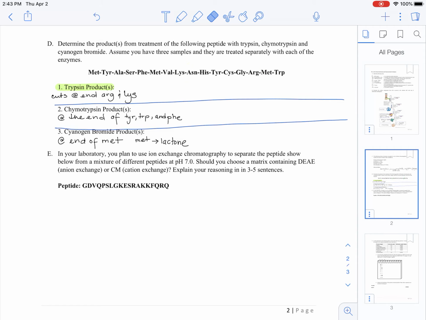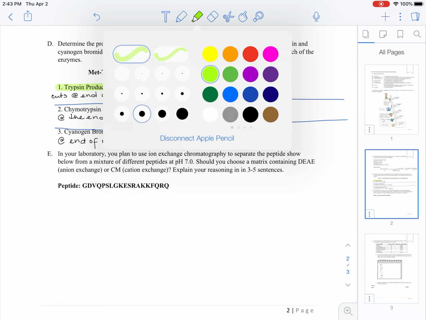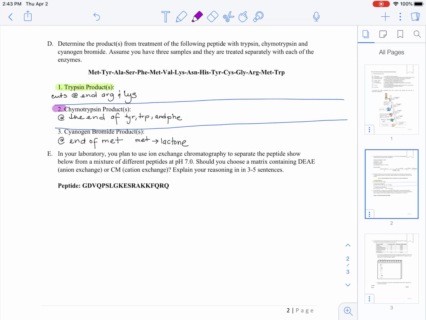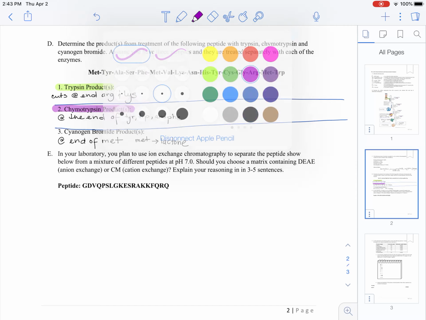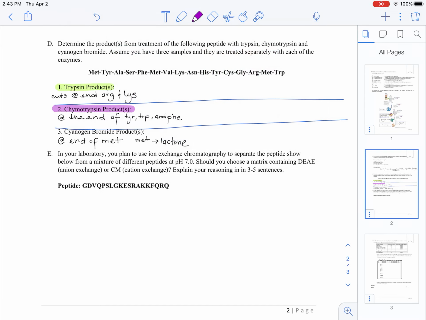Okay, so I'm going to use a different highlighter. So chymotrypsin, I'm going to illustrate it by using this purple highlighter. And as you can see, it's going to cut at the end of any amino acid that contains a side chain that has an aromatic side. So as you can see, every time we find phenylalanine, tryptophan, or tyrosine, that's where we're going to cut.